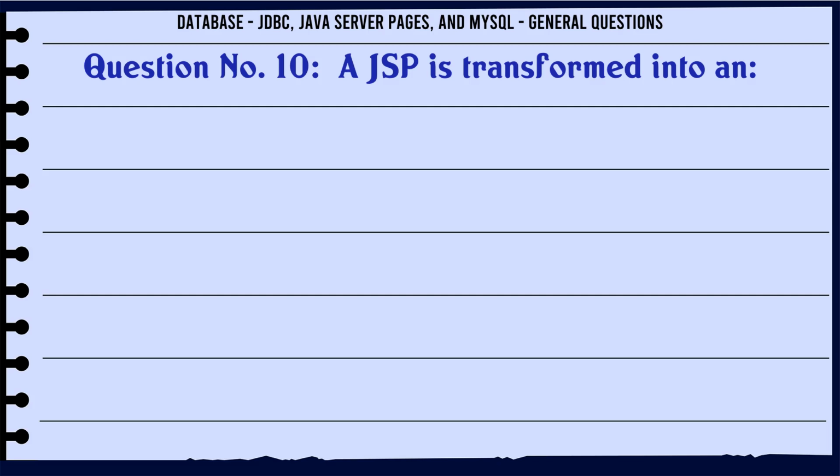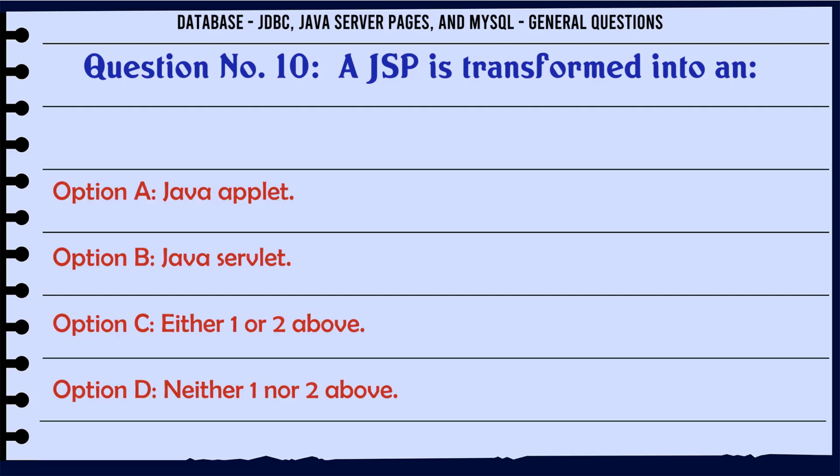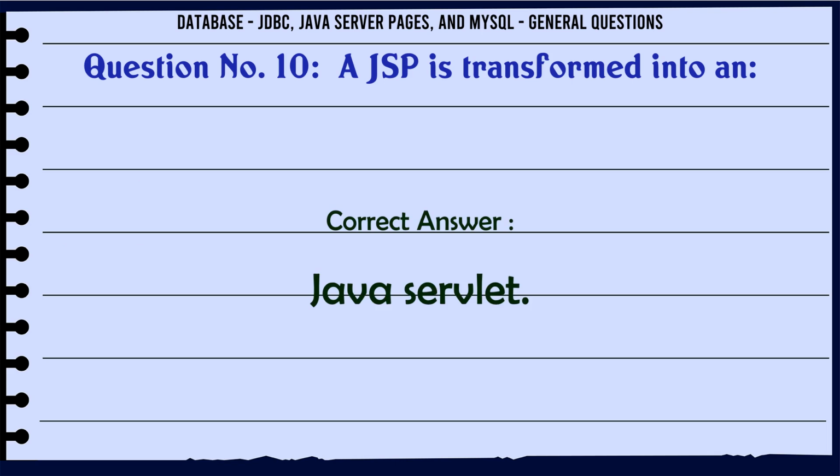A JSP is transformed into a: A. Java applet. B. Java servlet. C. Either one or two above. D. Neither one nor two above. The correct answer is Java servlet.